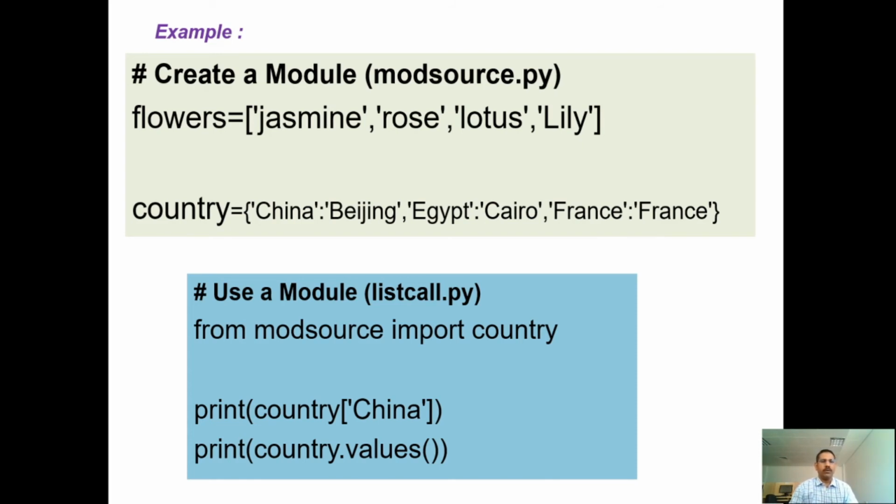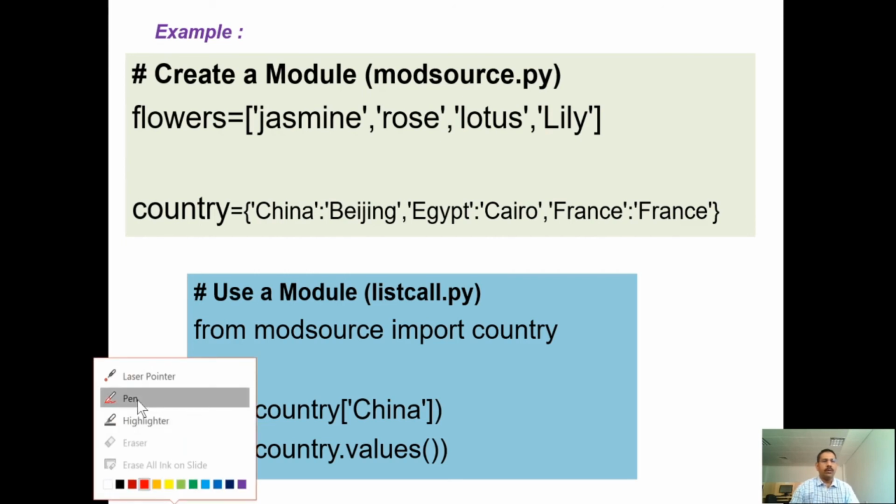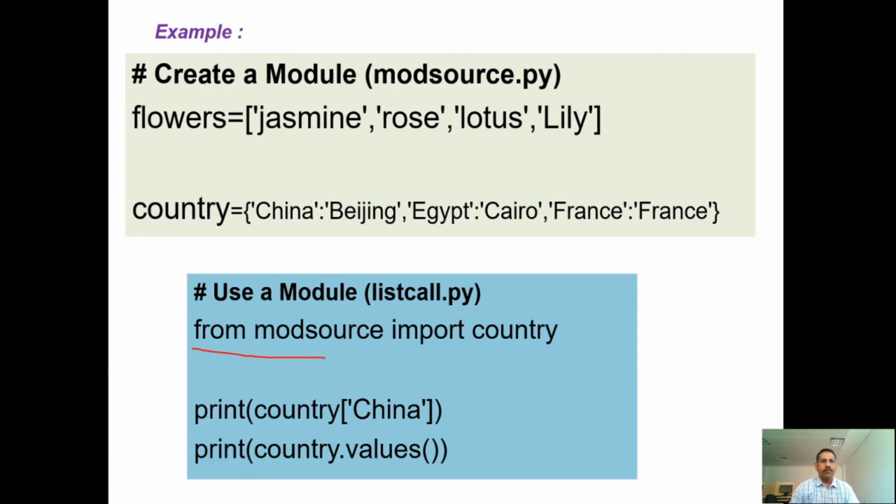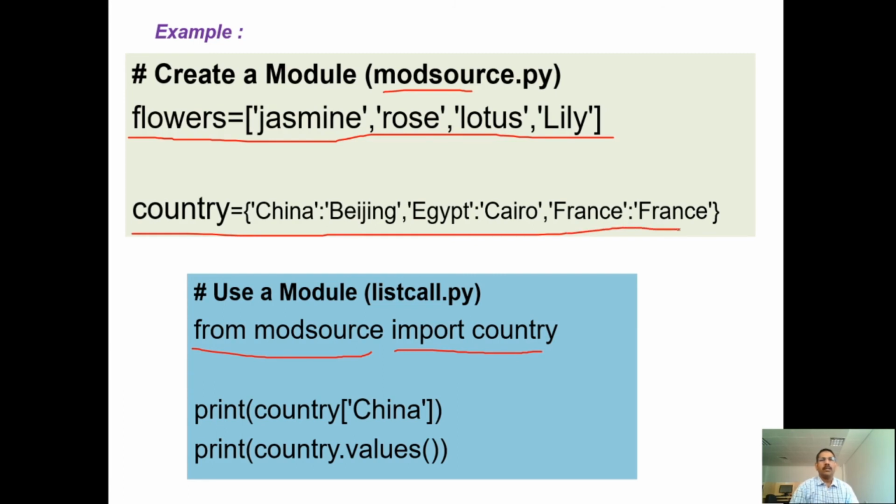So for that, what do we need to do? Very simple: from mod source, which is the name of your first file, I am going to import only the country. Here there are two items: one list is declared, and one dictionary is declared. Where the previous one had the list, I want only the dictionary. So from that we can access it.